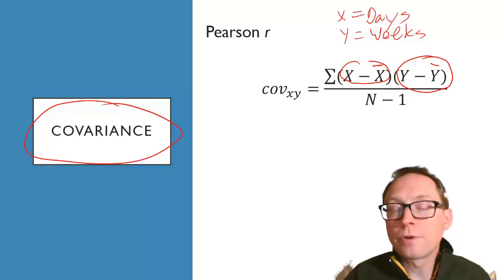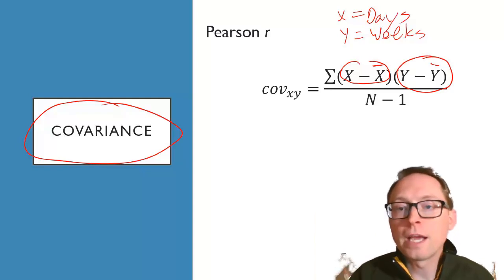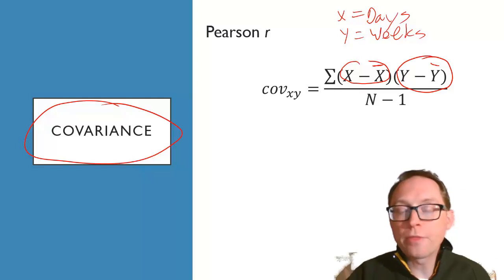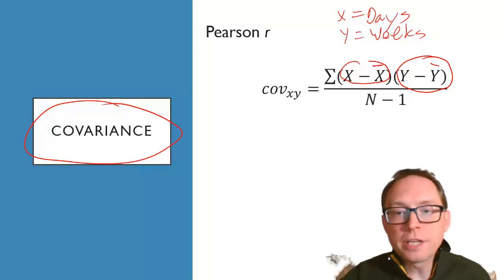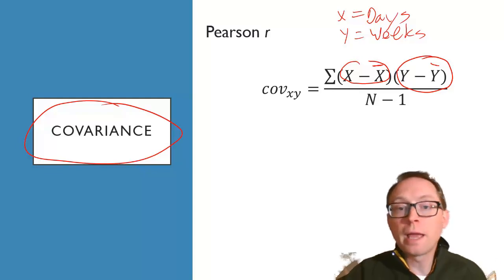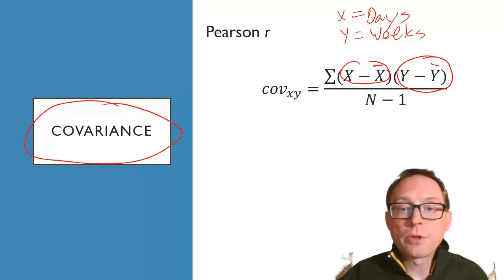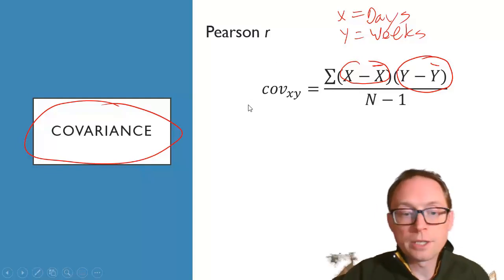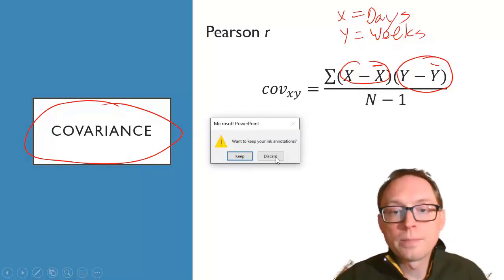X bar is the mean for x, so it's going to be the mean number of days, and y bar is going to be the mean for y's, which is the mean for weeks. Then we're going to add those things up. You've already seen deviation. So we're going to find each of the deviations, multiply them, add them up, and divide by n minus 1. That's going to give us something called the covariance, which we then use to get the Pearson's r in just a minute.